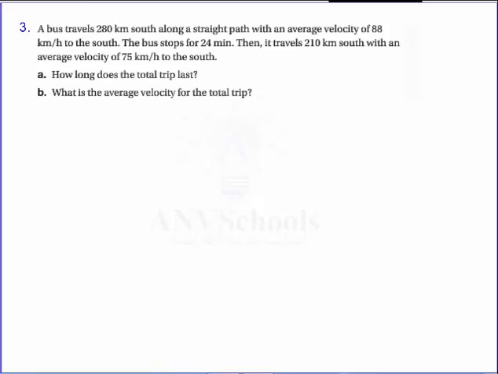Now let's solve the third example. A bus travels 280 kilometers south along a straight path with an average velocity of 88 kilometers per hour. The bus stops for 24 minutes, then it travels 210 kilometers south with an average velocity of 75 kilometers per hour. So how long does the total trip last?